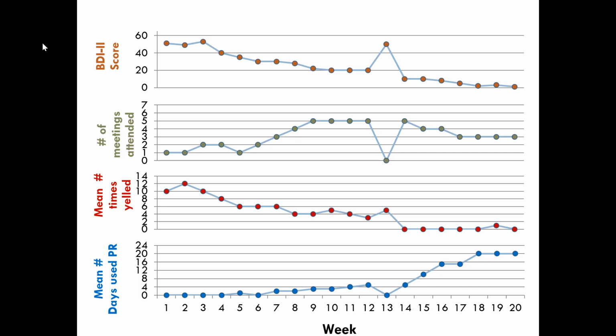So what would this look like if we were breaking it up? So we would have this baseline period of, let's say, 2 weeks. So what do we know in terms of comparison? Well, depression is pretty high. Number of meetings attended, pretty low. Average number of times yelling at their children, pretty high. And then not using positive reinforcement at all. So we're getting a sense of the severity of these different issues, their alcohol abuse and their parenting, as well as their depression.